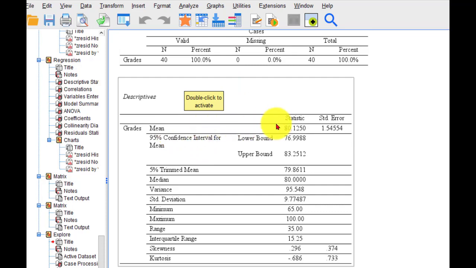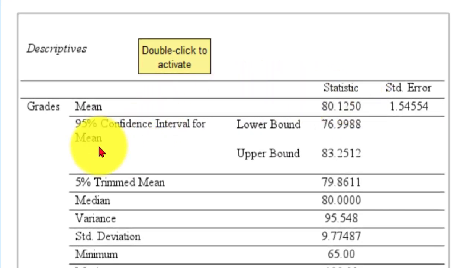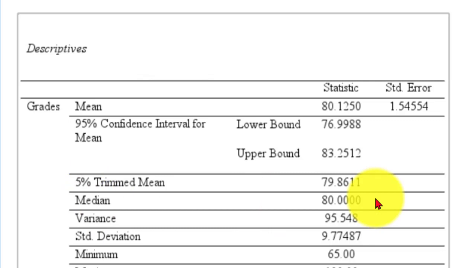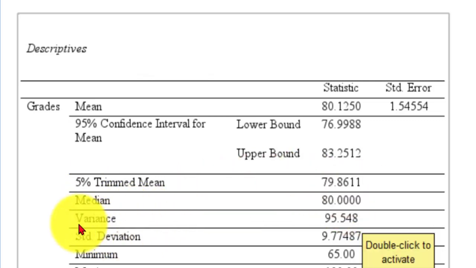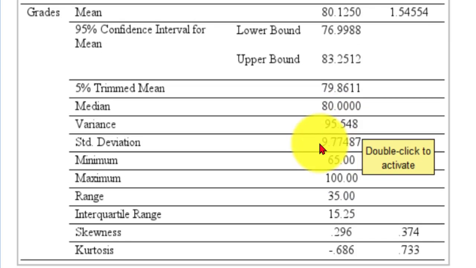Okay, the mean is 80.125. Confidence interval, that's the mean plus or minus basically 2 standard deviations. And we don't worry about the trimmed mean. The median is the one right in the middle. So a score of 80: half the people were above it, half the people were below it. Variance, that's very important. That's not a big number. If I take the square root of the variance, I get the standard deviation. There's the minimum, the maximum, and the range, which you get by subtracting the lowest from the highest.